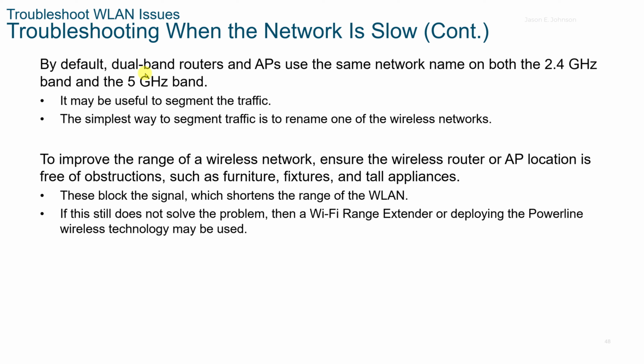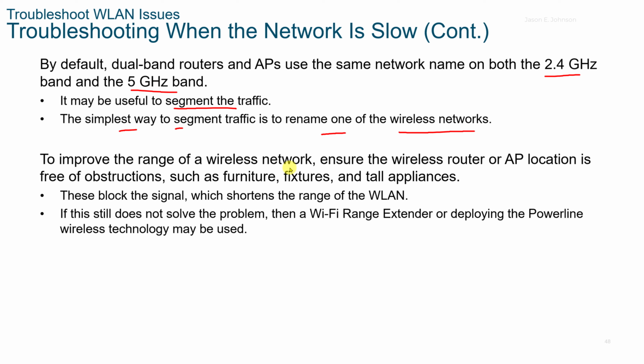By default, dual-band routers and APs use the same network name on both the 2.4 and the 5 gigahertz bands. It may be useful to segment that traffic, and the simplest way is to rename one of the wireless networks. I typically put a name and then add 2.4 or 5 at the end of it, so when I'm looking at them I know immediately, just by looking at the name, which one is the 2.4 and which one is the 5.